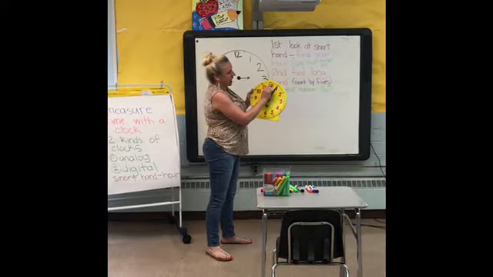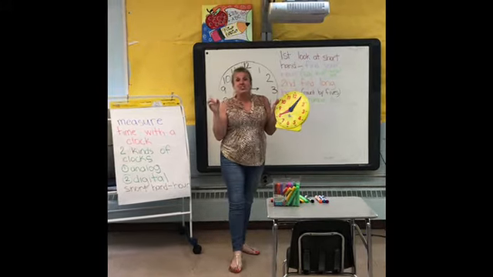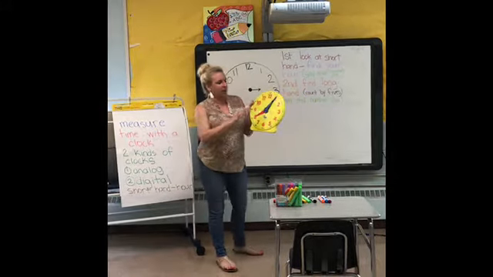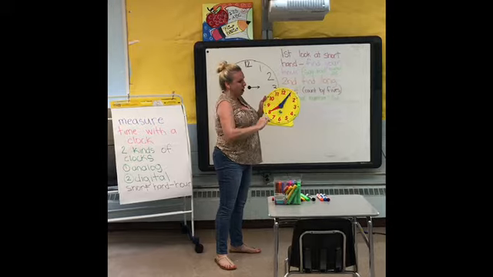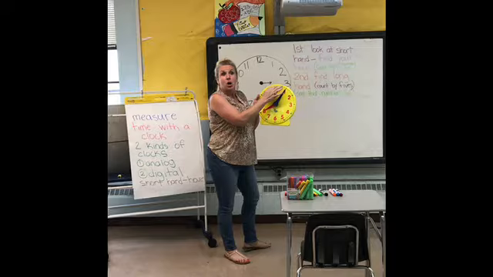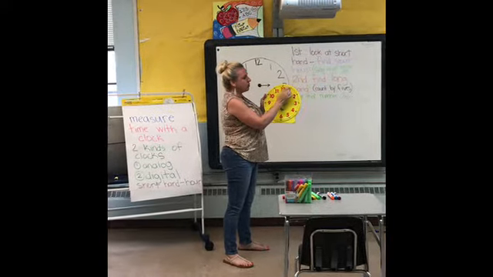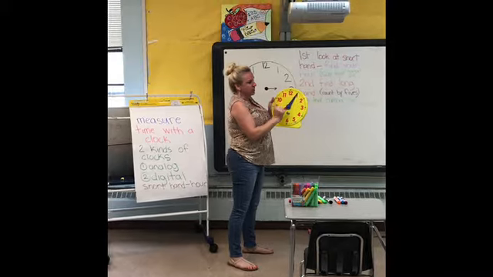Each one of these dots represents 1 minute. We talked about yesterday how there is 60 minutes in 1 hour, okay? So when my long hand goes all the way around, that means that we have completed 1 hour. That's the way to measure 1 hour of time, okay? So 1, 2, 3, 4, 5. So when we get to the 1, it is 5.